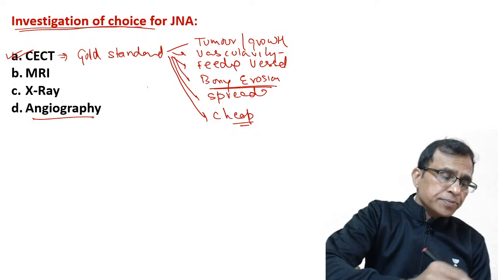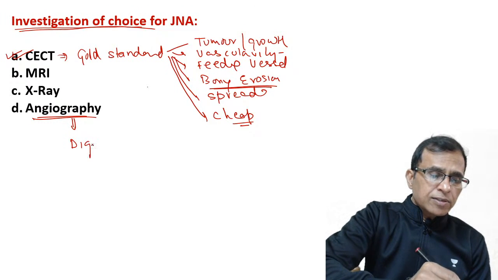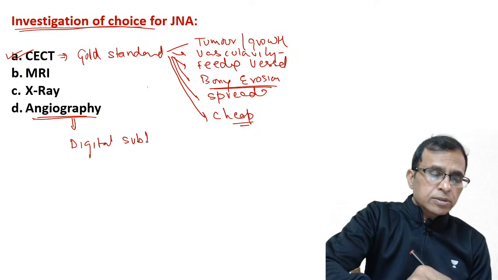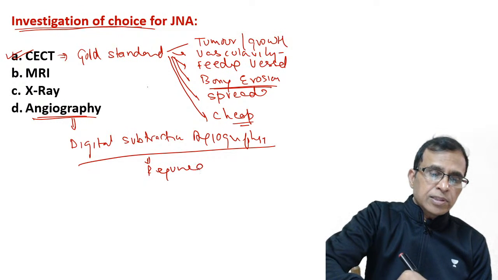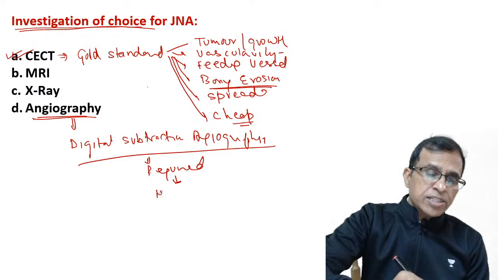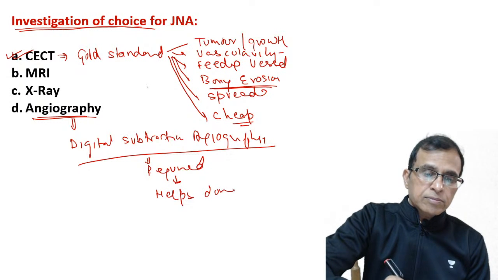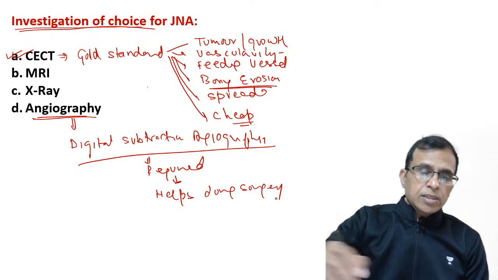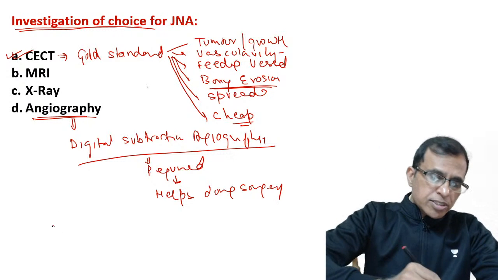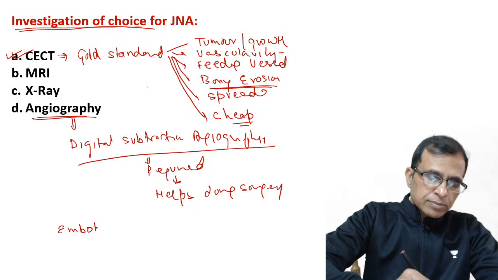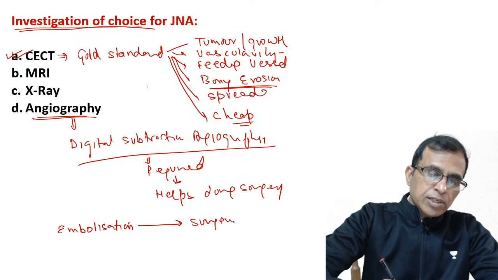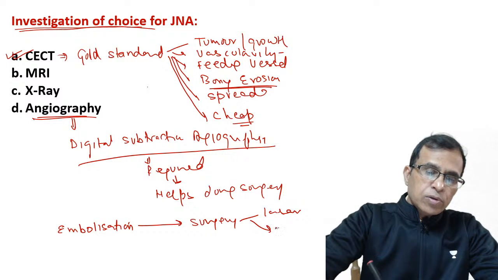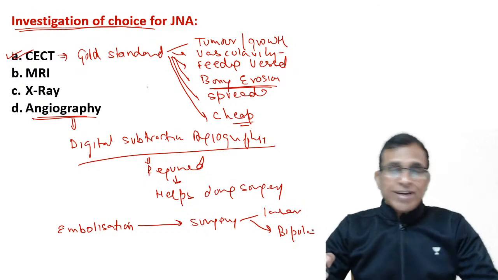Now, angiography, or to be more precise, digital subtraction angiography, is usually required because it helps in surgery. Now, do you know what is the treatment of choice? The treatment of choice is embolization followed by surgical excision. And surgery is either laser or bipolar, right?